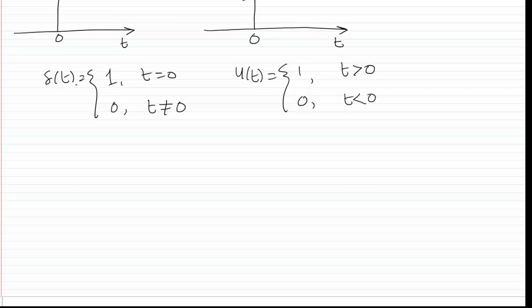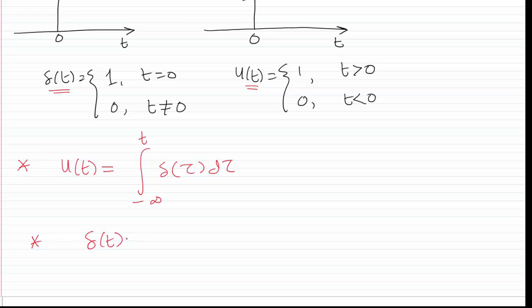Now that we have the definitions of the continuous time impulse and continuous time step function, we would like to know if we can find a relationship between these two functions. So I'm going to write the answer first and explain it later on. u of t is related to the impulse like this: it's the integral from minus infinity to t of delta of tau d tau, and delta of tau, which is the impulse, can be written in terms of the step as a derivative of u of t.